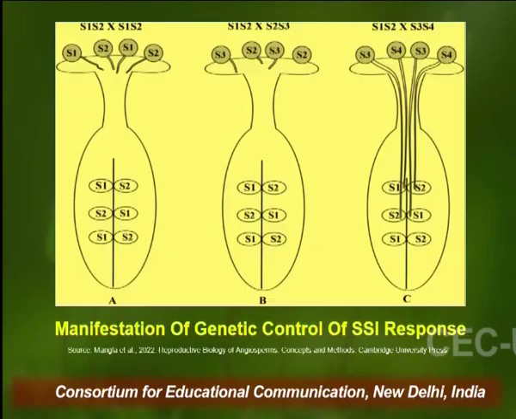So here is the manifestation of genetic control of the sporophytic self-incompatibility response, and this is what I have just explained. In the first one, there is no fertilization. In the second one, again there is none because they behave as S1. And in the third one, because all the alleles are different in the pollen grains as well as in the pistil, they are all able to germinate.